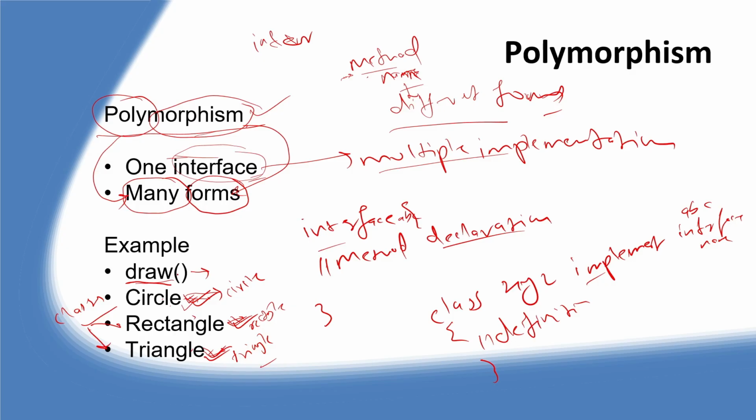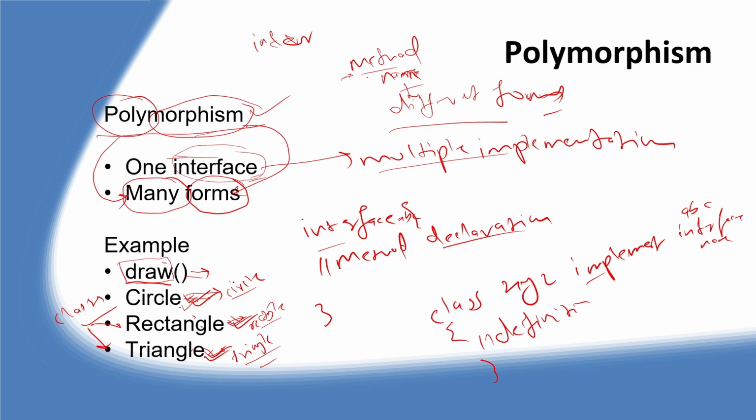So it is the same method, but it is used in 3 different classes with 3 different implementations. Same method name, but different implementations. The draw method exists in circle, rectangle, and triangle, but the definition is different. Here it is drawing a circle, here a rectangle, here a triangle, but the method name is the same. That's polymorphism. One method with many forms, many different definitions.